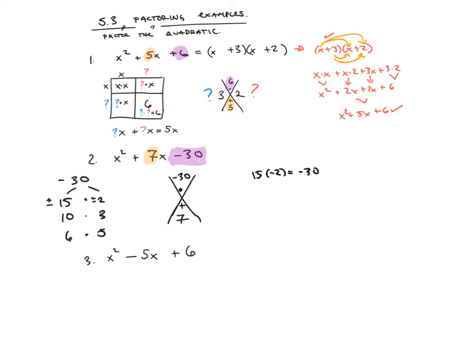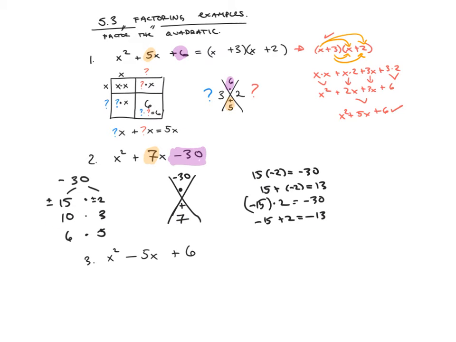Those multiply to make negative 30, and 15 plus negative 2 adds to make 13. So the multiplication is correct, but the addition part is not correct. Or I could have tried negative 15 and positive 2, in which case my multiplication is correct for negative 30, but my addition part, negative 15 plus 2, will give me negative 13. The problem with the addition part is that in both cases they give me positive 13 or negative 13, but I'm going for positive 7.